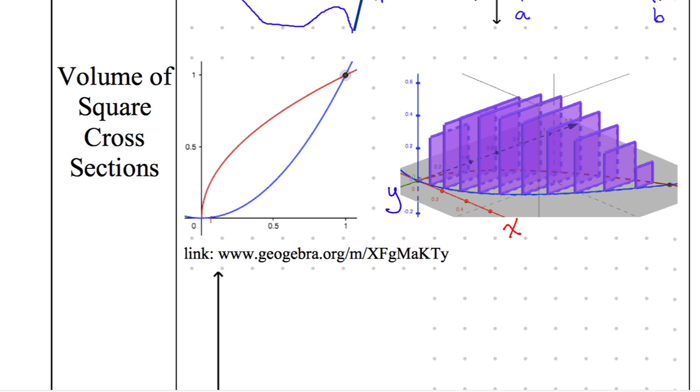I want you to write that down. This is squares that are perpendicular. So I'm going to write it down here. I'm just going to say perpendicular with perp, to the x-axis. It might be perpendicular to the x-axis, it might be perpendicular to the y-axis.